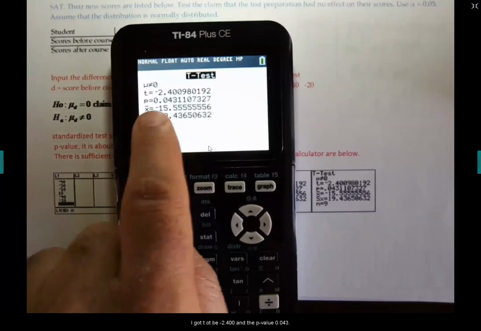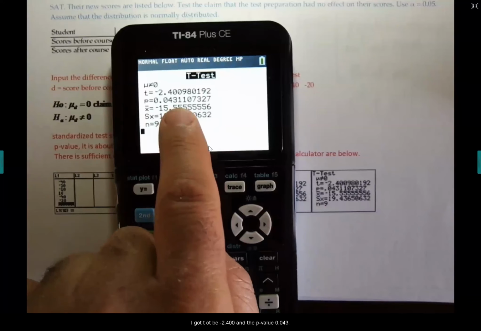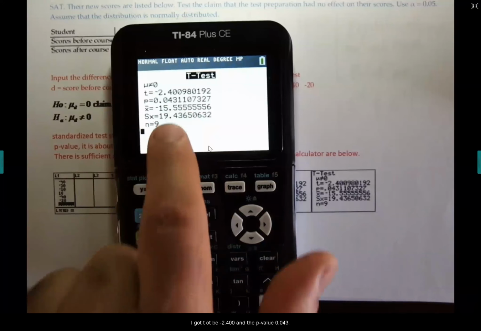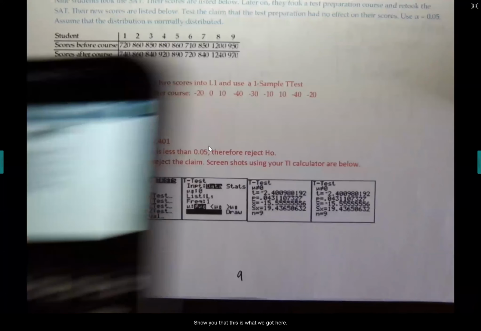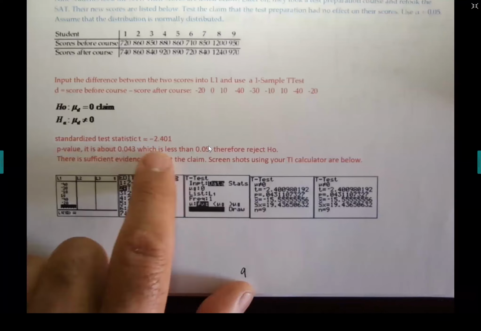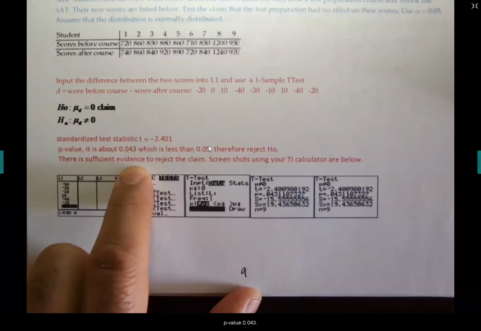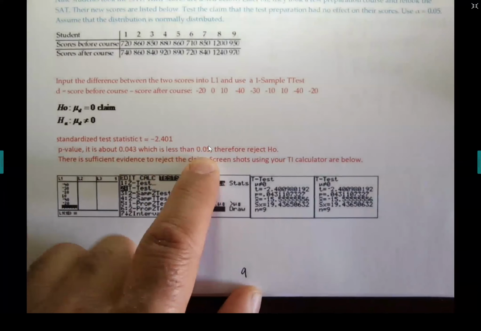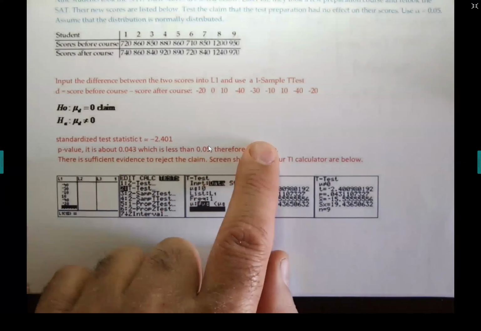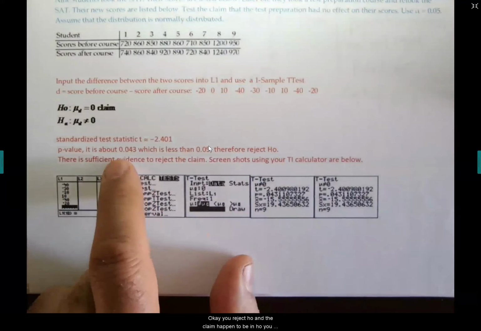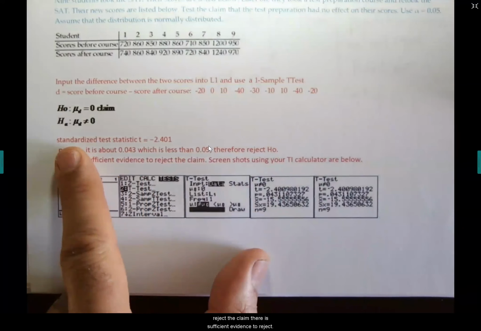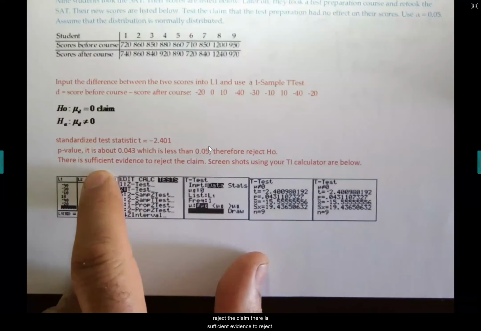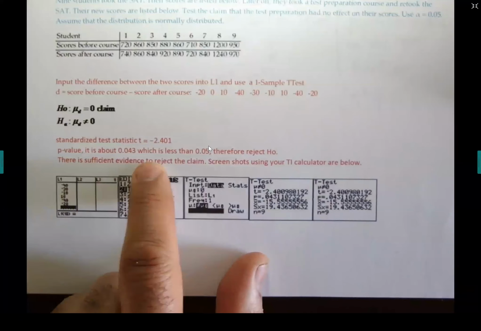So I got T to be negative 2.400, and the p-value is 0.043, to show you that this is what we got here. And p-value is 0.043, which is less than alpha. Therefore, we reject H0. You reject H0 and the claim happened to be in H0, so then you reject the claim. There is sufficient evidence to reject the claim.